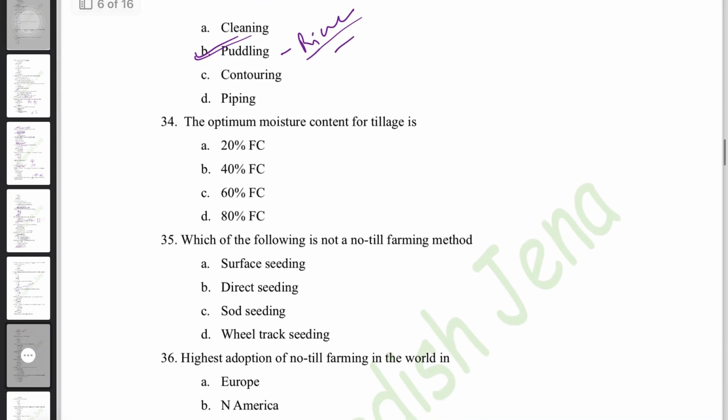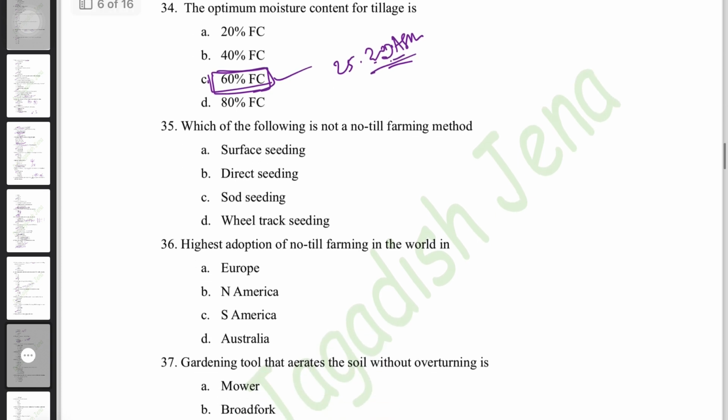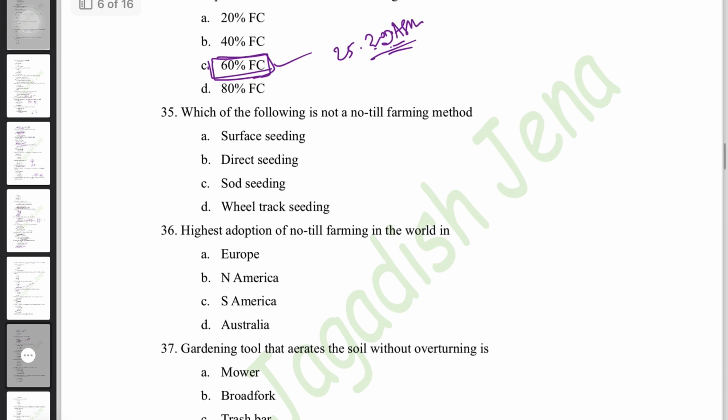Next question: what is the optimum moisture content for tillage? That is somewhere around 50 to 60% of field capacity. So we just discussed 25 to 30% depletion of available soil moisture, and somewhere 60% of field capacity. All these values you just remember. In some questions you can find this DSM approach, and in some cases you can find field capacity.